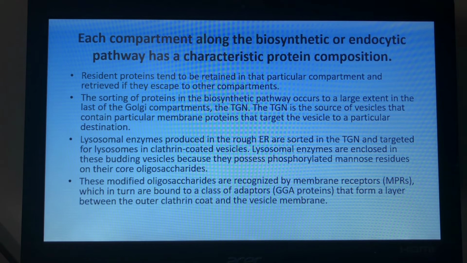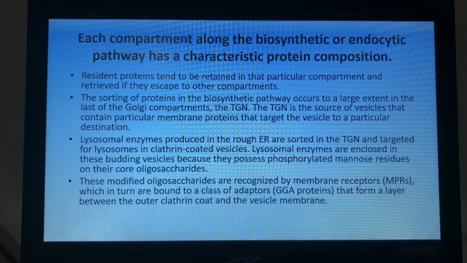The sorting of the proteins in the biosynthetic pathway occurs to a large extent in the last of the Golgi compartments, the TGN. The TGN is the source of vesicles that contain particular membrane proteins that target the vesicle to a particular destination, and you can read the next.